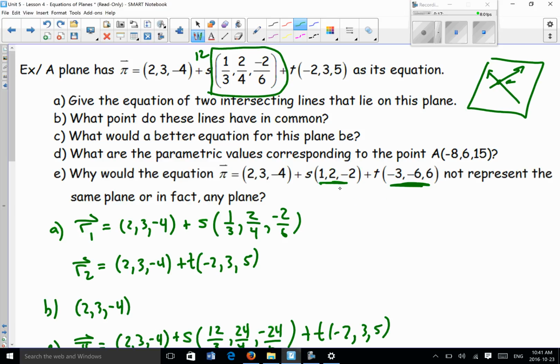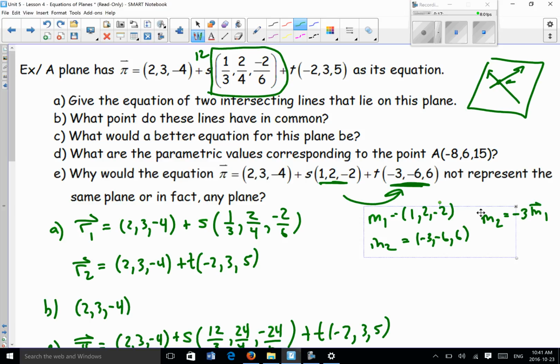And what do we notice, in fact, about these two things? Well, if we call this M1 as 1, 2, negative 2, and M2 is negative 3, negative 6, and 6, you might notice that M2 is actually equal to negative 3 M1s. So that's a problem. You can't define a plane by using collinear vectors. If you have this idea of a plane, you have a line that goes in this way, and then another line right on top of it in the same direction. All that can define for us is a line, basically. So that does not define a plane if you have collinear vectors.